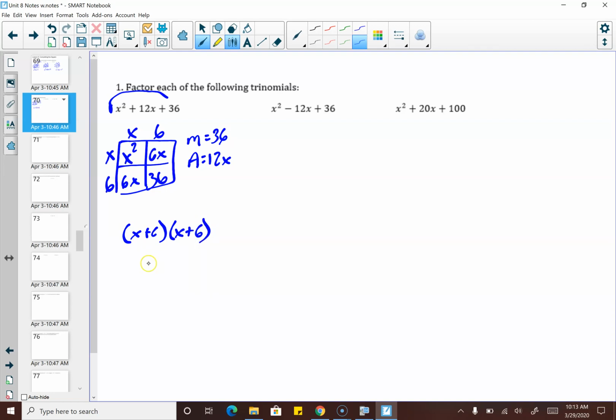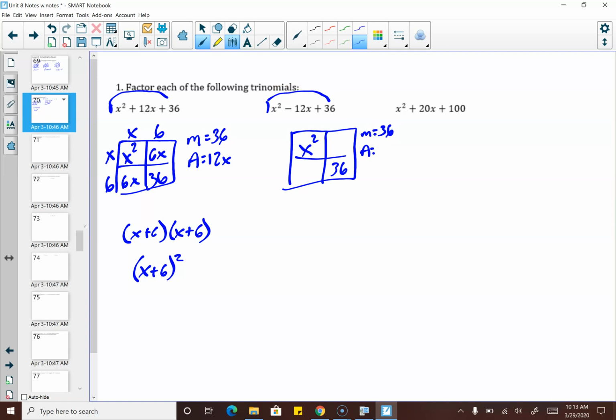Now it's not equal to 0, so we don't have to solve. But I just want to point out too that when you have the same parentheses twice, that's equivalent to having (x + 6) in parentheses squared. So the middle one looks almost exactly the same. The only difference is we now have to multiply to 36 and add to a negative 12. So when we do that, we get negative 6x, and as we fill around our boxes, we just end up with x − 6 for both of our parentheses, and then we get (x − 6)².